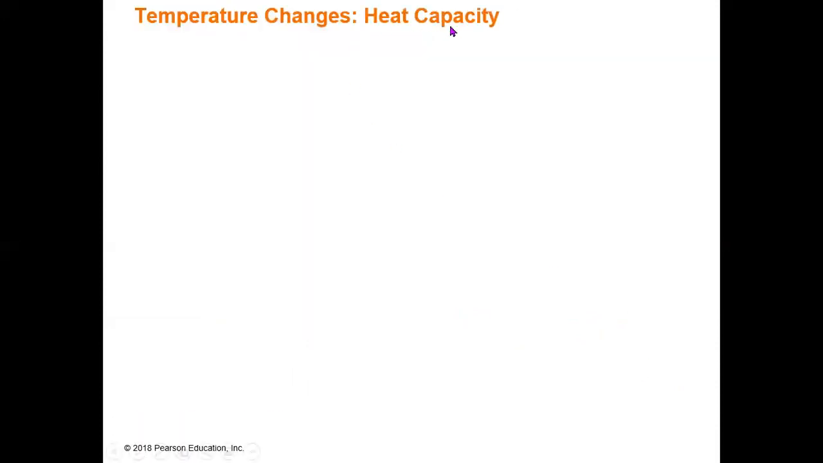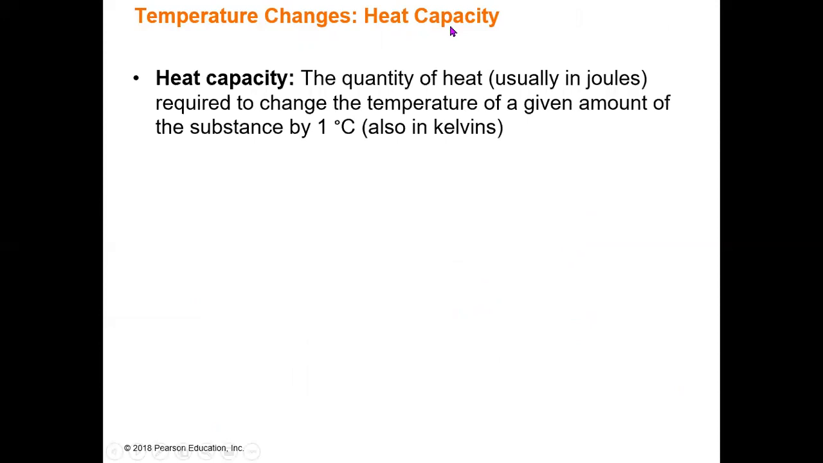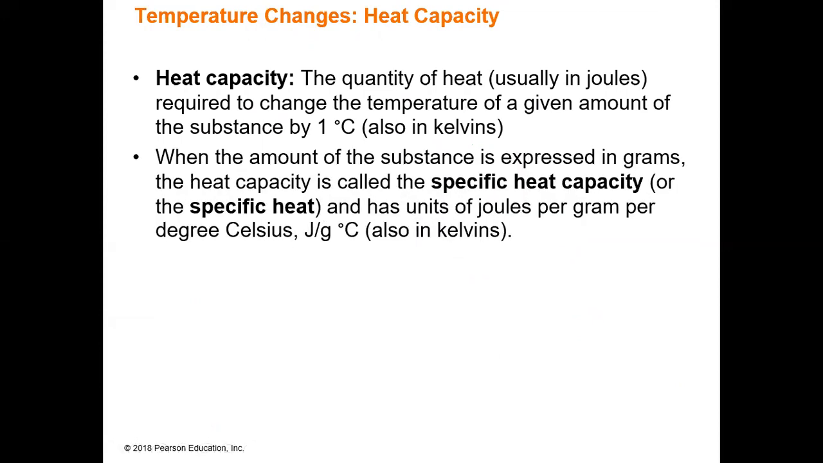Temperature change and heat capacity. Heat capacity is the quantity of heat required to change the temperature of a given amount of the substance by 1 degree Celsius, which is also the same as 1 Kelvin. When the amount of the substance is expressed in grams, the heat capacity is called the specific heat capacity, or specific heat, and it has a unit of joule per gram per degree Celsius, or per gram per Kelvin.